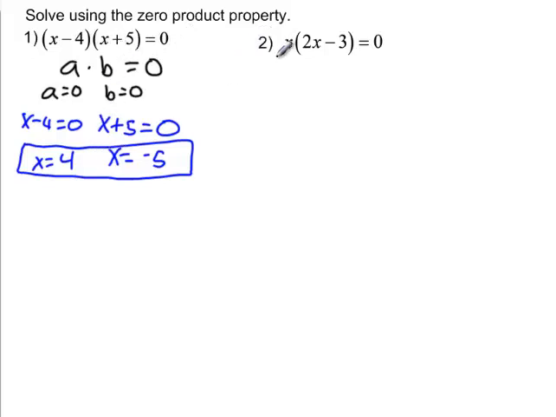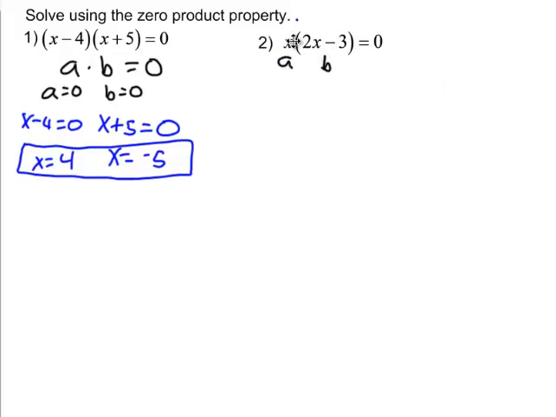Alright? Number 2, we got a little more involved on this one. This is a this time. So this little part right here is a, and this part is b. This time we had two binomials. Here we have a monomial and then a binomial. Nothing changes. I'm going to do the exact same thing.